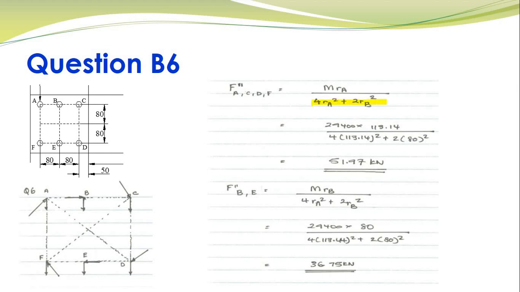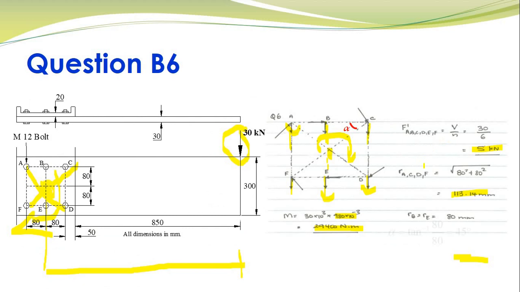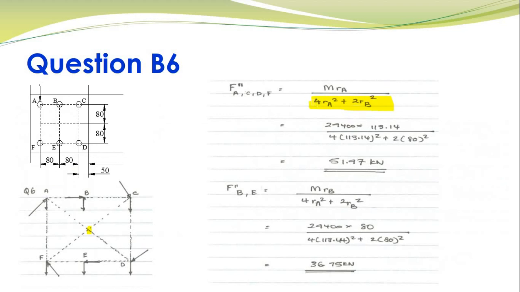Okay, I'll explain why I have got 4 times RA squared. Over here in the denominator, what you'll have is RA squared plus RB squared plus RC squared plus RD squared plus RE squared plus RF squared. But you'll see that the distance of bolt A, bolt C, bolt D and bolt F from the centroid over here are the same. So RA, RC, RD and RF are the same as given over here, right? So what I can do is I can simply say 4 times RA squared.